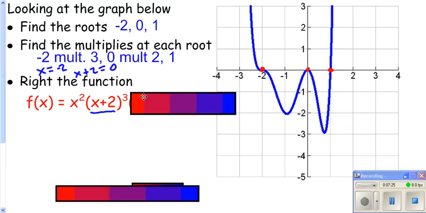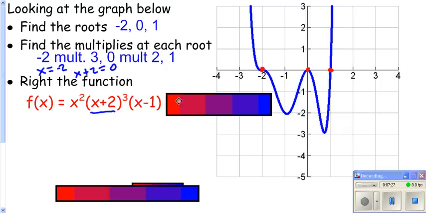Now we also have the other one of an x minus 1, because x minus 1, what causes that to be 0? That's your 1. And that only shows up once, so your exponent's 1. Basically, your multiplicity tells you the exponent you're going to have on that factor.